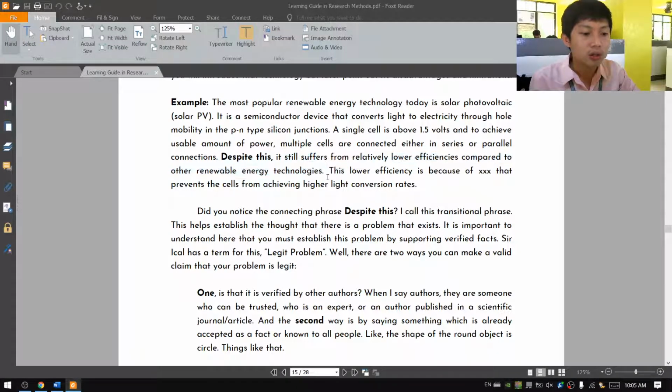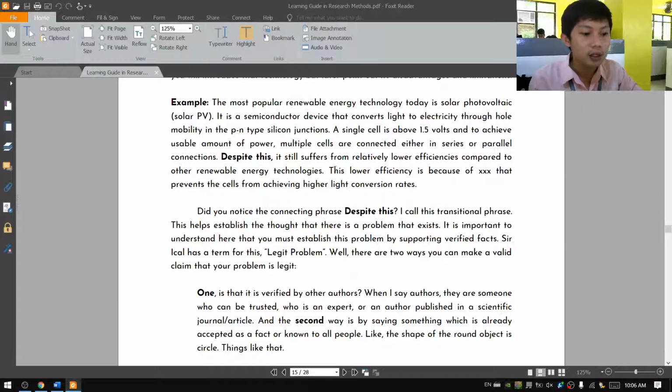And this is true because solar photovoltaic can only have around 20% efficiency. Actually, you can put that here. Despite this, solar PVs have only an efficiency of 20%, and then you put a citation. Who said that? Who said that solar photovoltaic only has 20% efficiency? That is the time that you're going to put a citation.